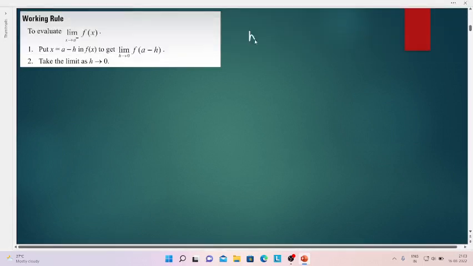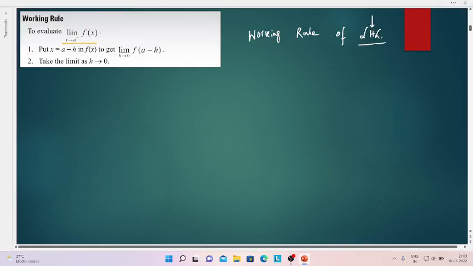Let's move to the working rule of left hand limit. I'm writing it as LHL, so you can understand LHL means left hand limit. In order to evaluate the left hand limit, where the general term is limit x tends to a minus f(x), we have to do two steps. One is put x equals a minus h in f(x), to get limit h tends to 0 of f(a minus h), and the second step is take the limit as h tends to 0.